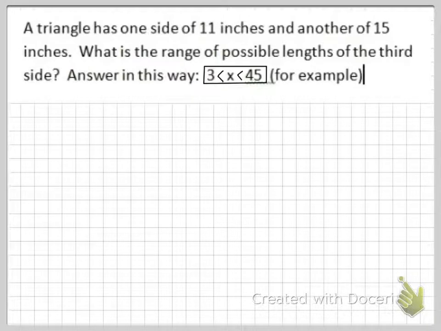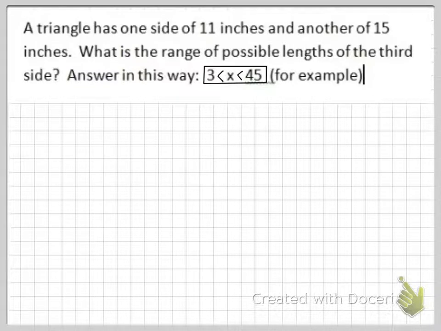So let's look at a typical problem that you would get. A triangle has one side of 11 inches and another of 15 inches. What is the range of possible lengths of the third side? And I would like you to answer in this fashion using an inequality or a range of answers. That's not the correct answer, of course. That's just a little example. So I want you to say something like 3 is less than x is less than 45.